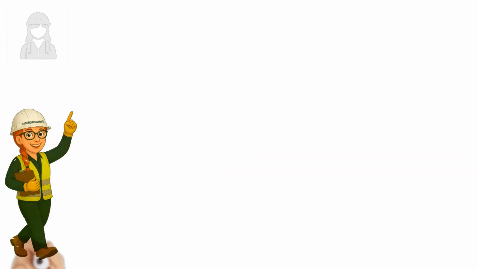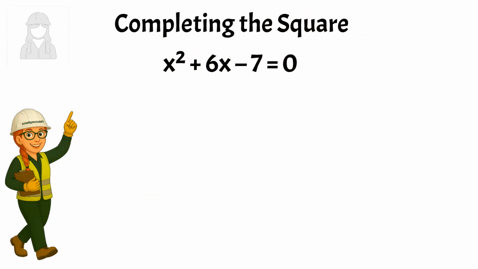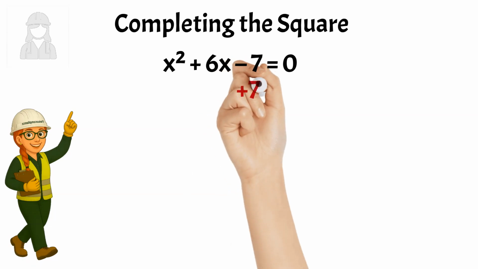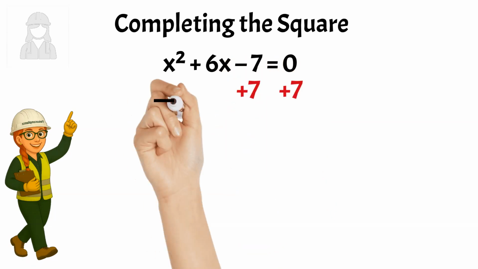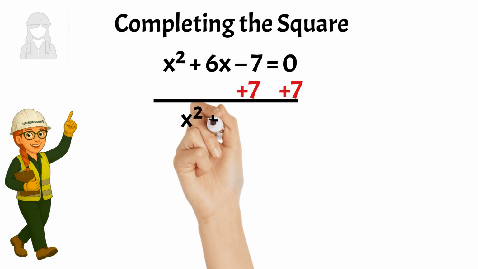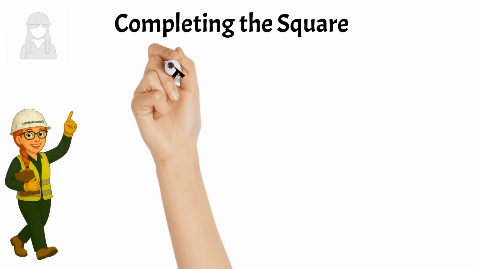Let's solve this quadratic using the completing the square method. Step 1. Start with the equation. X to the second plus 6x minus 7 equals 0. Our goal is to find the x values when y equals 0, the points where the parabola hits the x-axis. Step 2. Move the constant to the other side. That gives us x to the second plus 6x equals 7.